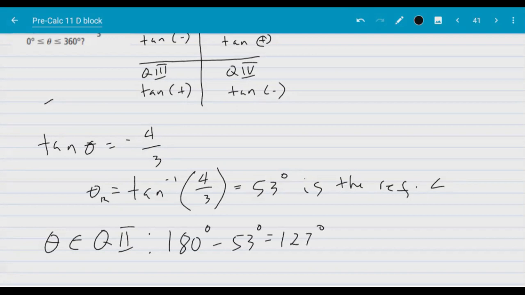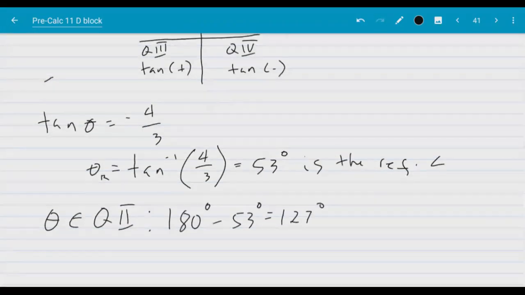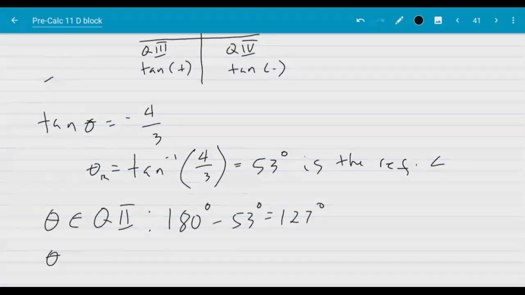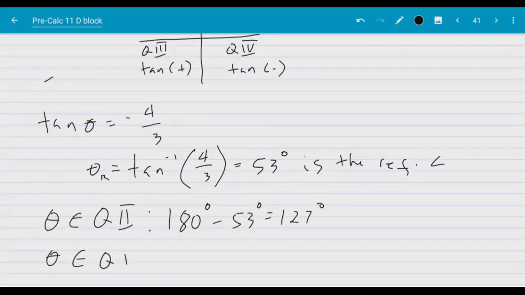Another answer is in quadrant 4. If theta is in quadrant 4, what does it tell us? With a reference angle of 53 degrees in quadrant 4, it would be 360 degrees minus 53 degrees, and the answer would be 307. So that is just doing the math.